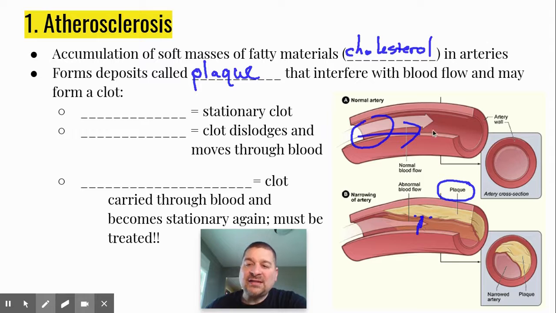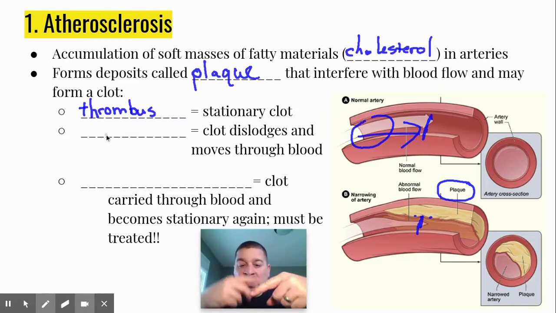And obviously that interferes with blood flow. Now you have less space here than here for the blood to move through. And eventually these things can actually block the flow of blood. A clot that happens is called a thrombus. And this can happen with platelets when they clot when they're not supposed to. It can also happen when you have plaque buildup and it completely shuts down or closes off that artery. If the clot dislodges and starts to move through the blood, we call that an embolism.